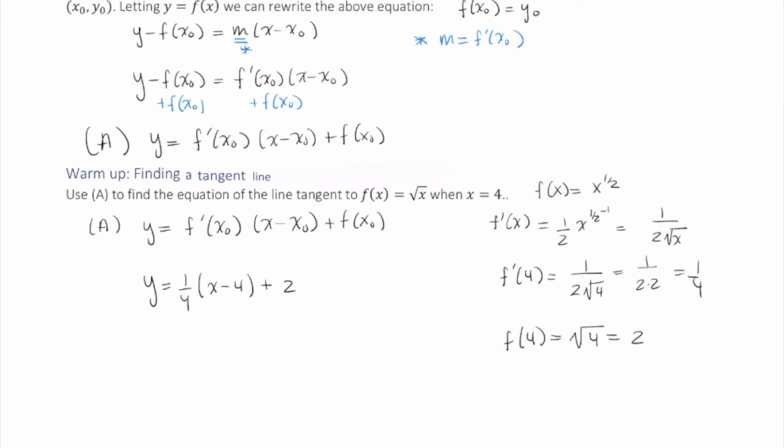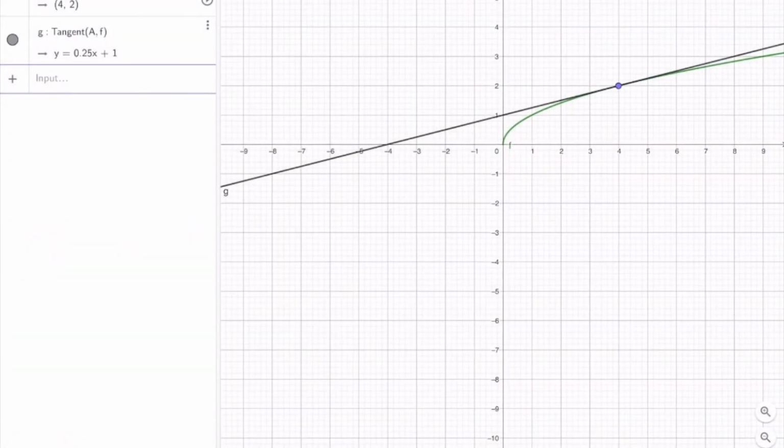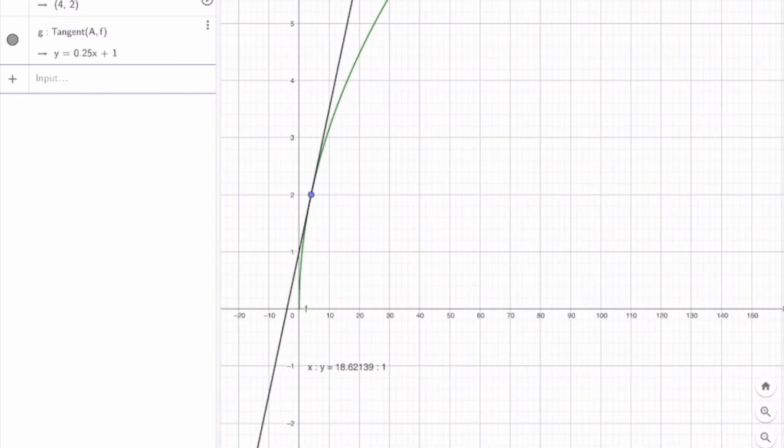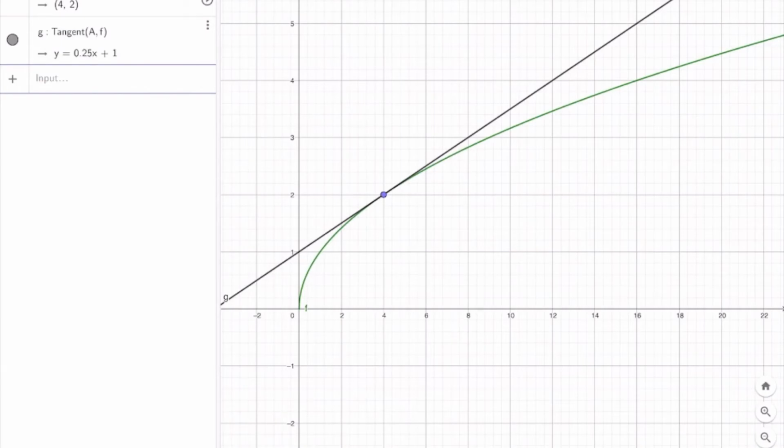For that, let's look at our technology. Please open up GeoGebra. And if you notice, I already have this graphed out. And let me change my view a bit. So let's zoom in. So why does this tangent line matter at all? Well, if you notice, if I zoom in really close to my point, there we go.